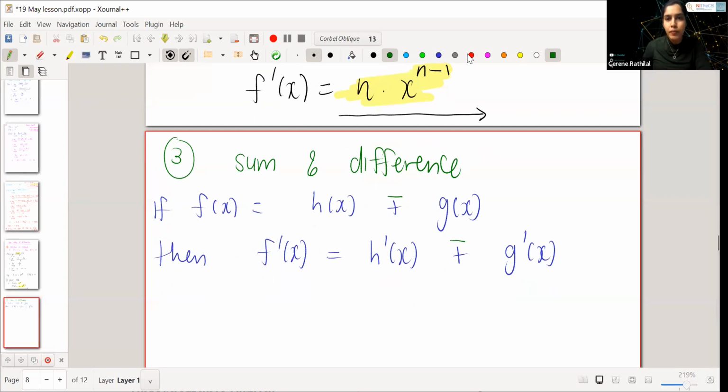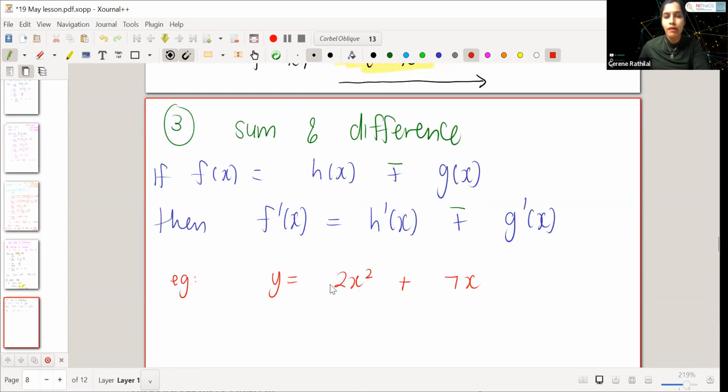So for example, if you were given that y equals 2x squared plus, let's go with 7x, then would you agree that this could be regarded as the sum of two functions, where the first function is 2x squared and the second function is 7x?